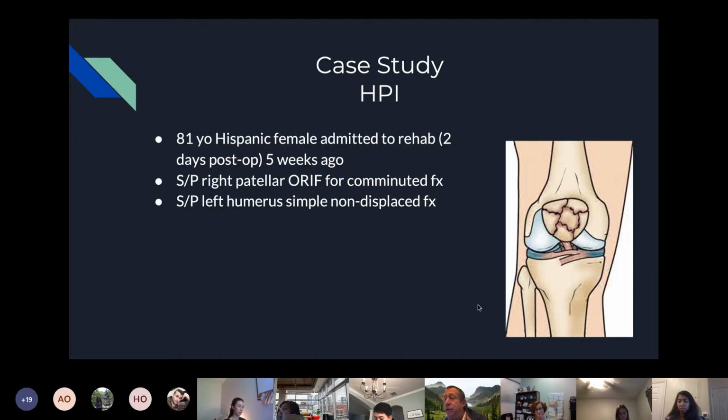Fortunately, she had no others, which is amazing too at her age and considering her bone structure, that those were the only two injuries. The left humerus was a simple fracture. It was non-displaced. Next slide.